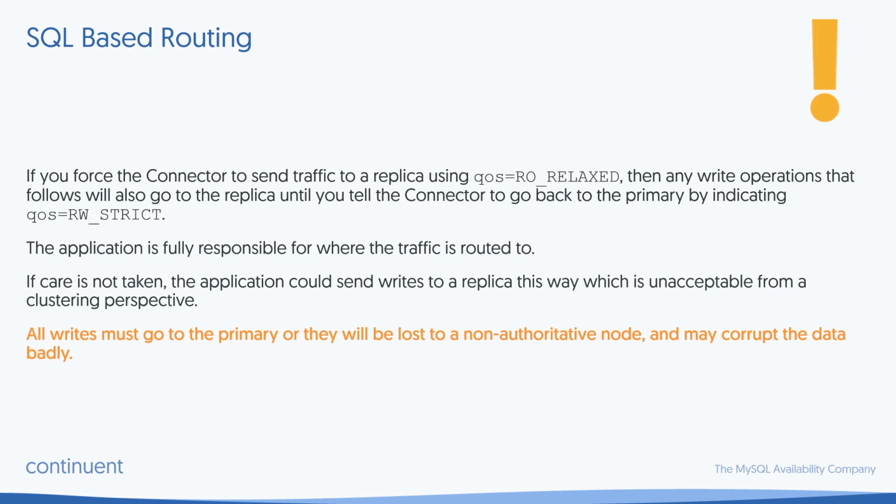SQL based routing does come with a warning. So if you use the hint to force a statement to a replica, it is your application's responsibility to ensure the statement being sent isn't a write. Obviously, you don't want to be doing an insert or an update on a replica. Similarly, if you use the second comment example where you do the comment and then all the statements after it, you must remember to revert the setting when you've finished. Otherwise, you may inadvertently send statements to the wrong routing method. So any writes to a replica obviously could corrupt the data and be lost. So it's really important that you get that right and you don't mess that up.